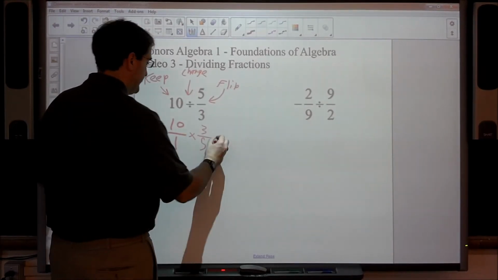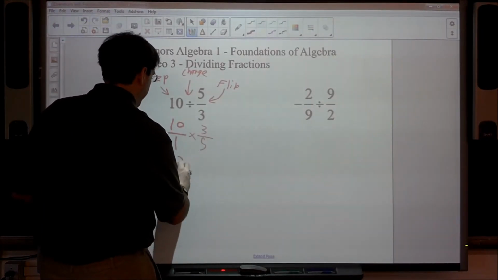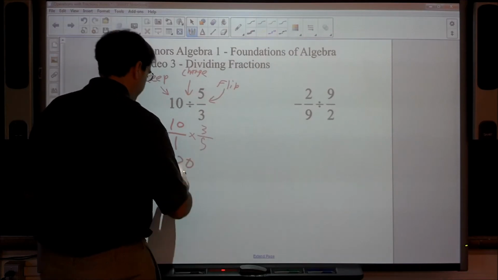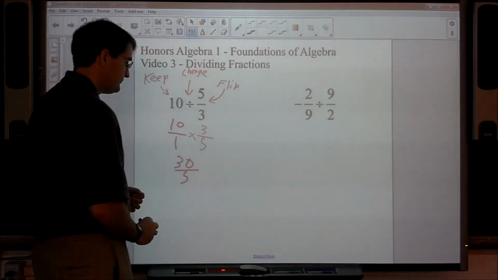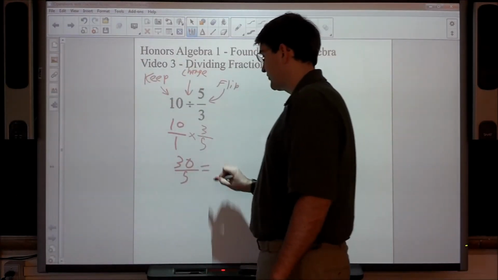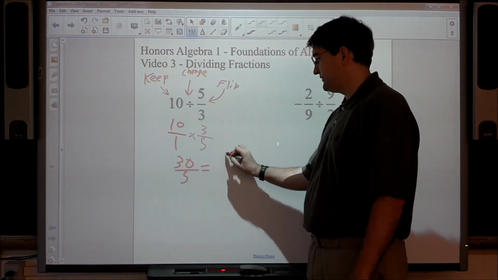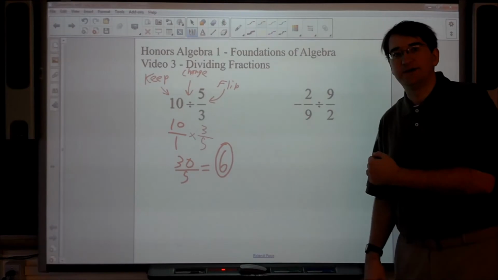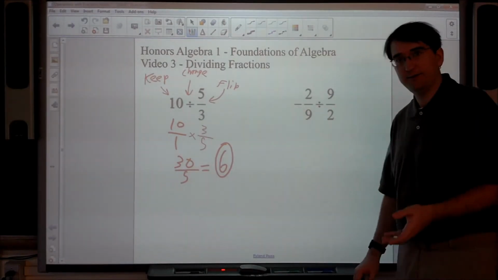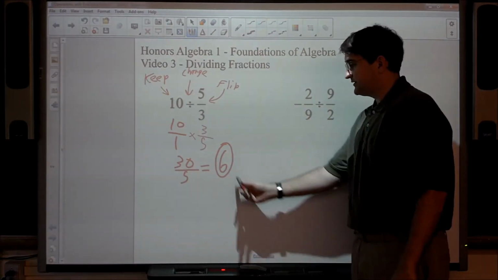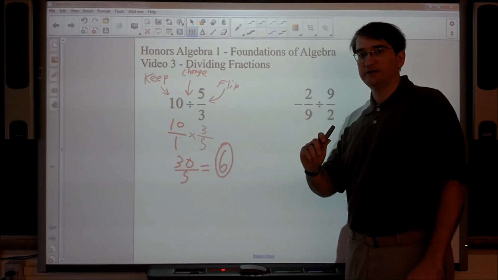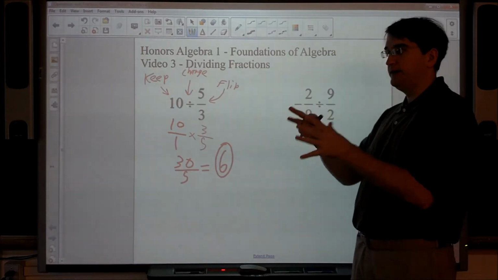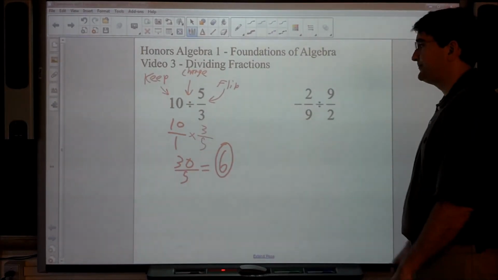Now I can go ahead and multiply those. 10 times 3 is 30. 1 times 5 is 5. And 30 divided by 5, or 30 over 5, same thing, reduces to 6. And so that is my final answer there. 6, or 6 over 1 if you prefer, but most teachers will probably want you to write it as 6, just to show that it is a whole number that it turns into.